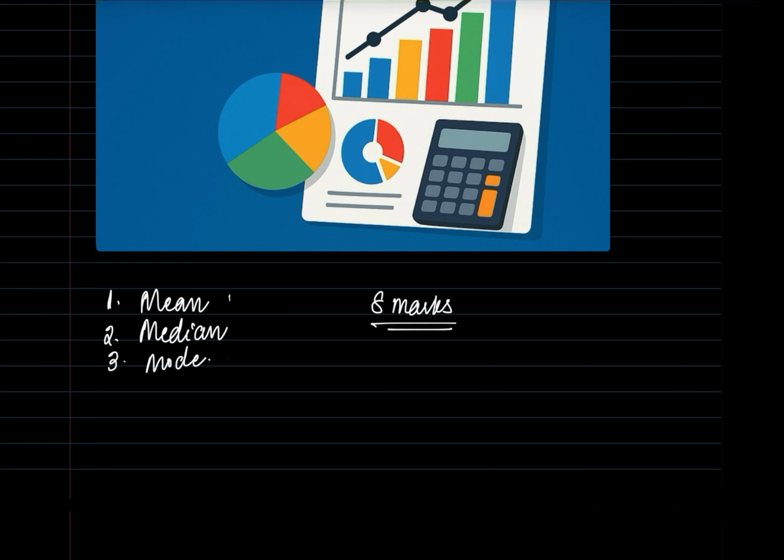For a given grouped data, we can solve it by using a mean method. Sorry, we can solve it by using mean, median, and mode. This is a very important chapter because we'll get approximately 8 marks from this chapter, which is a very huge number. So by learning this chapter, you will get very good marks.